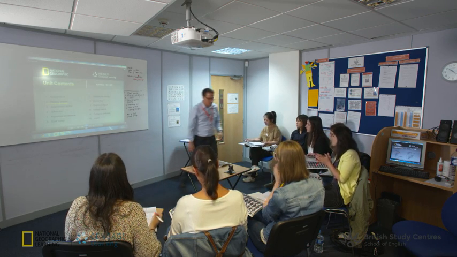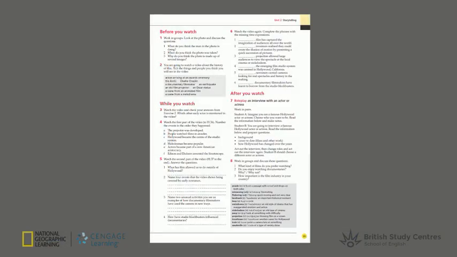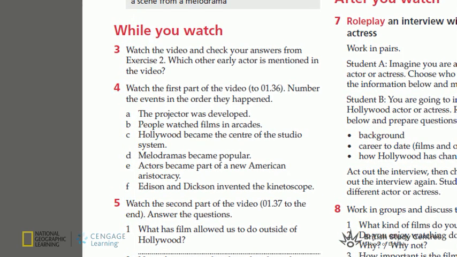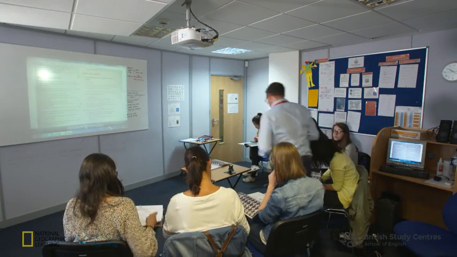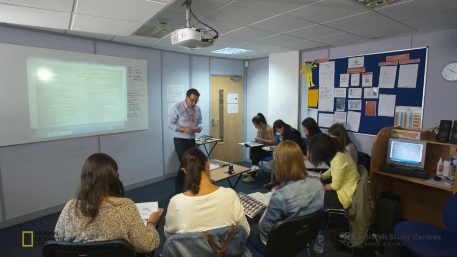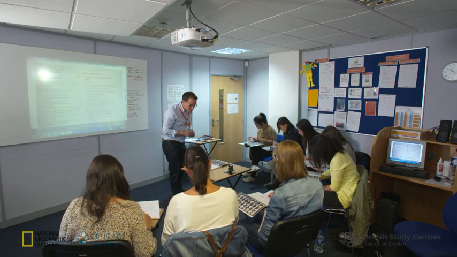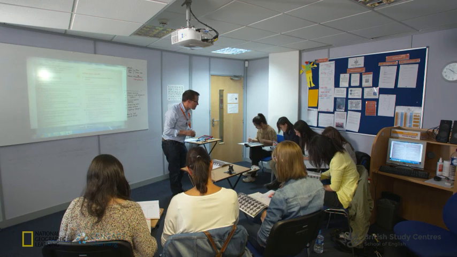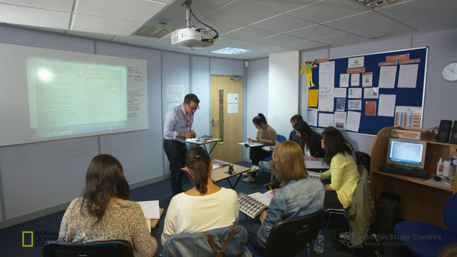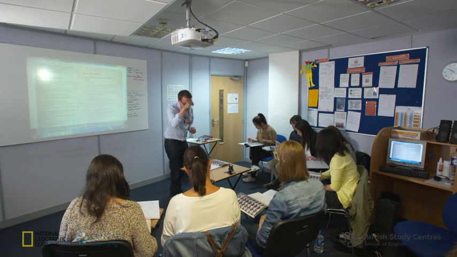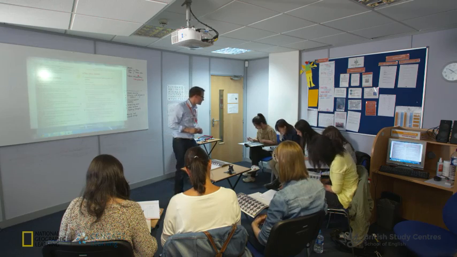Now, you'll see in your books, question number 4. We're going to watch the first part of the video. Question number 4. First part of the video again. And you have more kind of specific events in the video. 4A, the projector was developed. B, people watch films in arcades. Okay, if you have a quick read through those 6 events.